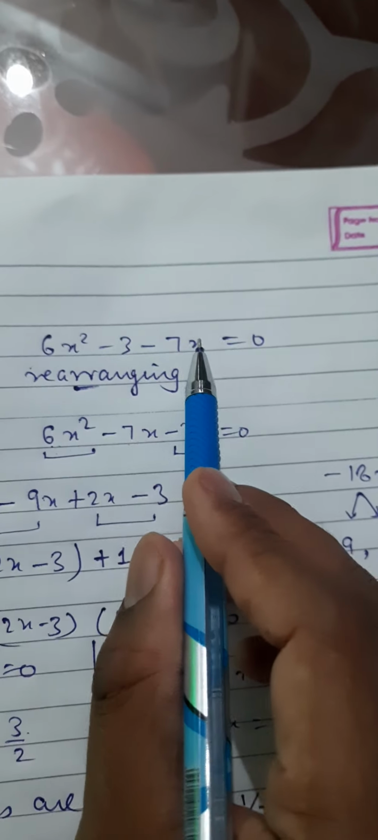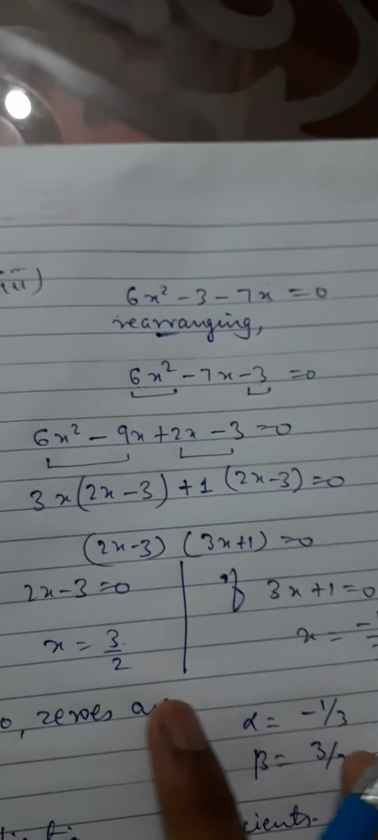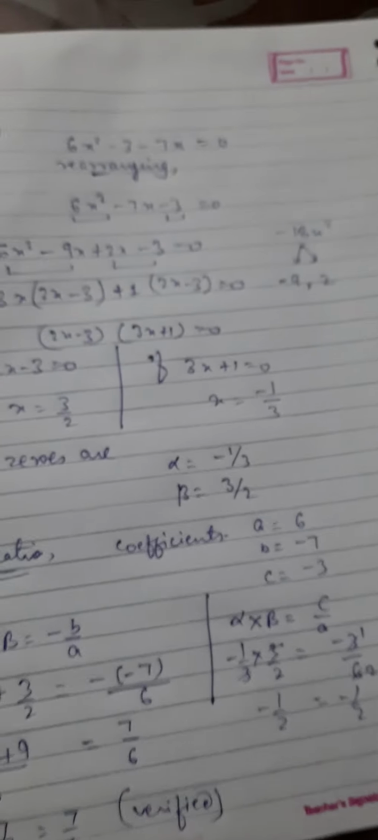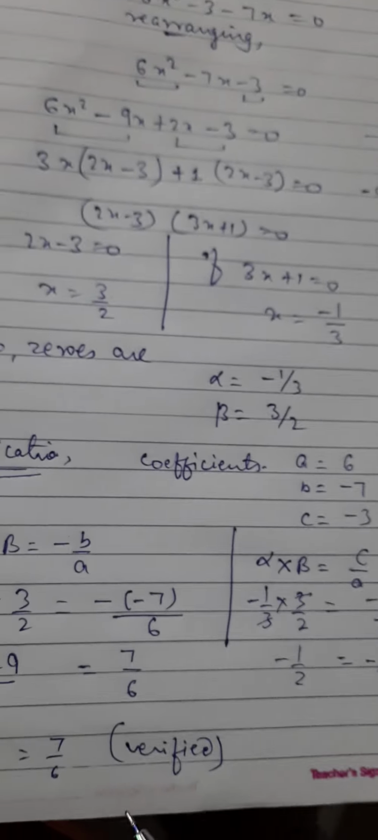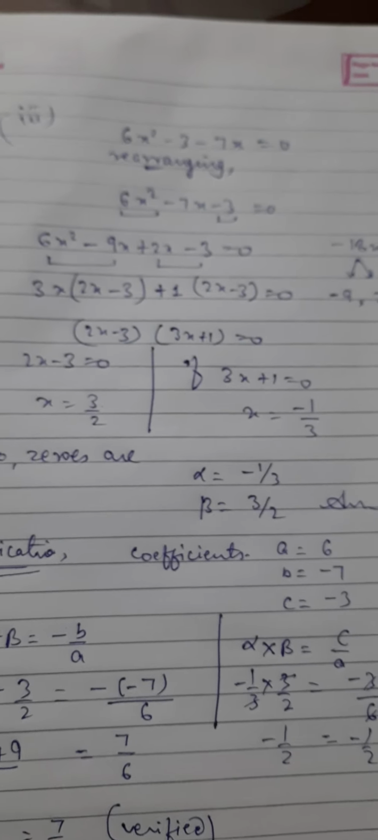So the thing to keep in mind is rearranging in this case. If you will not rearrange, if you multiply the first and last term for splitting the middle term, your zeros will not come correct and it will not be verified. Clear? If it is coming equal on both sides, it means your zeros are correct. The solution is correct. So this is your solution of the next third part.